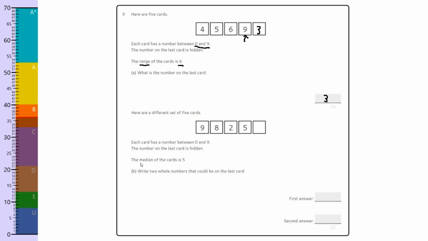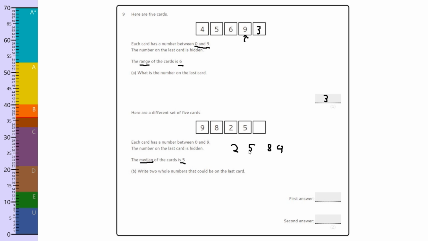We need to know what median is. Medians, if you put them all in order of size, it will be the middle one. Let's put these ones in order of size. So we've got 2, 5, 8 and 9. And it says we need the middle to be 5. So if I put a number this side, if I put another 9, then the middle will be 8.